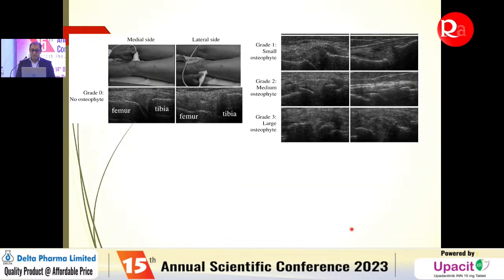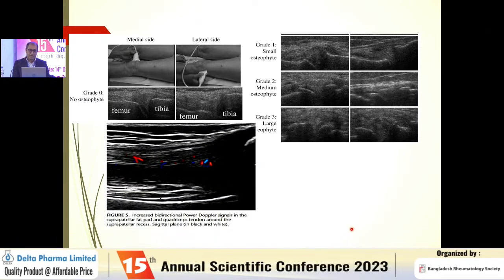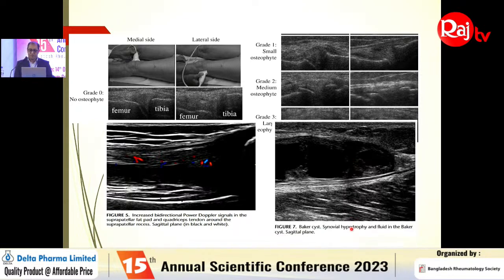And by seeing the osteophytes, this is a step up, and by seeing the osteophyte, grading could be done in case of osteoarthritis. And synovial hypertrophy along with power Doppler signal could be identified, and also popliteal cyst could be identified by ultrasonography.